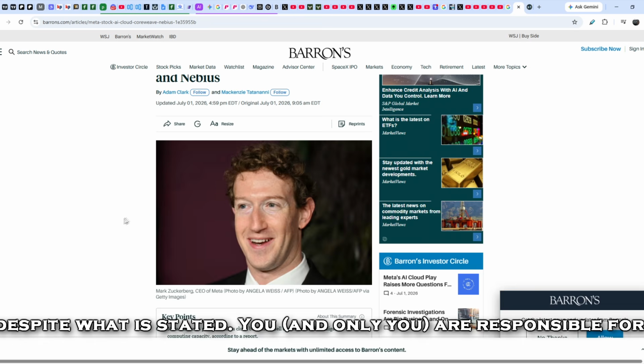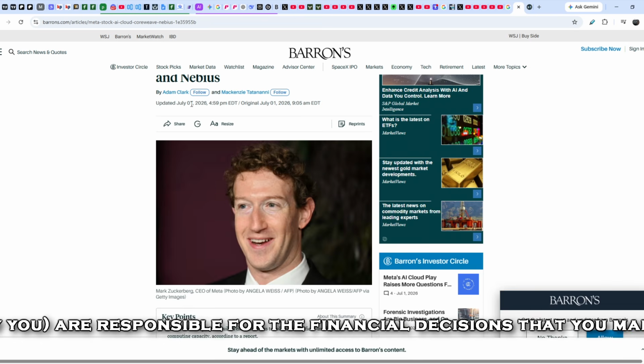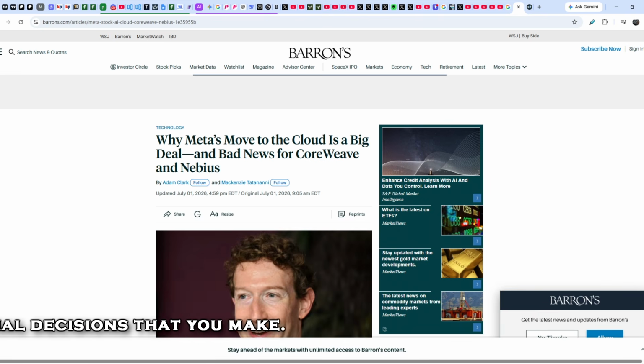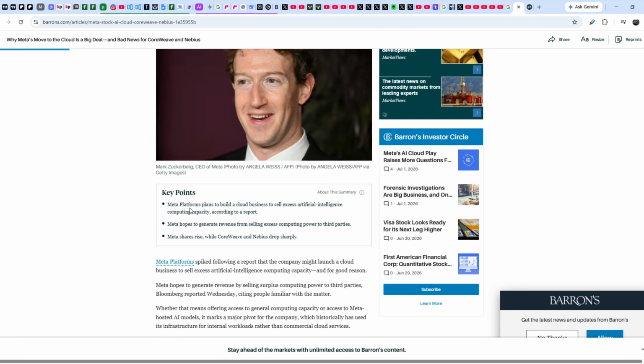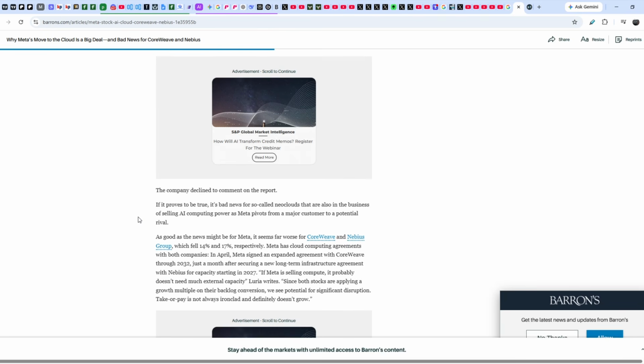First of all, this article was on July the 1st, and it's titled Why Meta's Move to the Cloud is a Big Deal and Bad News for CoreWeave and NBIS. And let me pay your attention to the key points. Meta Platforms plans to build a cloud business to sell excess artificial intelligence computing capacity, according to a report. And this was one of the good news for Meta Platforms, because well, it can receive even more money for their already invested capitals. But for CoreWeave and NBIS, it wasn't a good news.